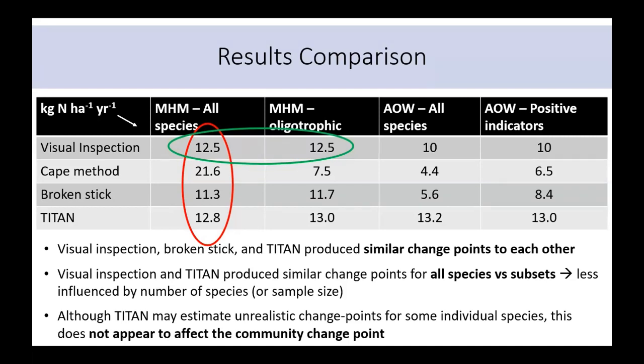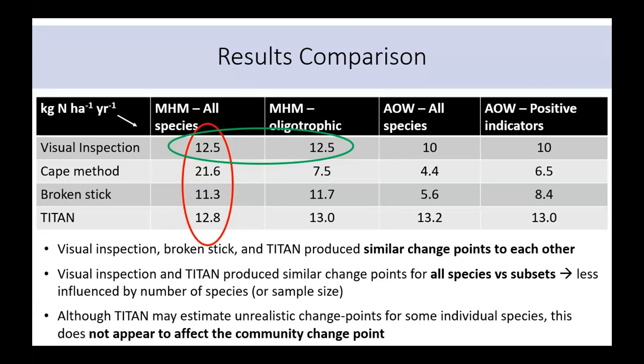So just to summarize the results, the visual inspection, broken stick, and Titan generally produced change points that were similar to each other. Visual inspection and Titan produced change points for the all species versus the subset that were very similar. So we think they just might be less influenced by the number of species that we run through them.